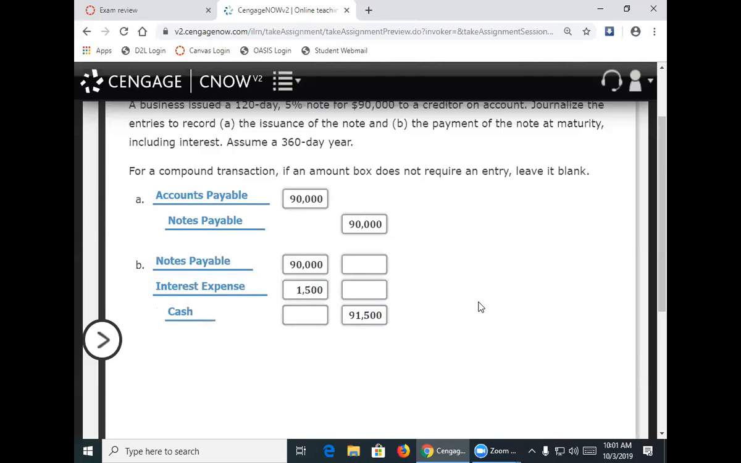So try to keep these pretty clear. Nothing too confusing. And there's no partial interest, like when you have a note that extends over 2 periods, 2 years. So it should be pretty straightforward. Any questions on that one?